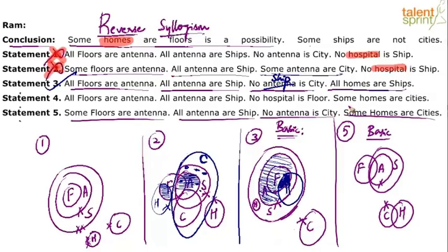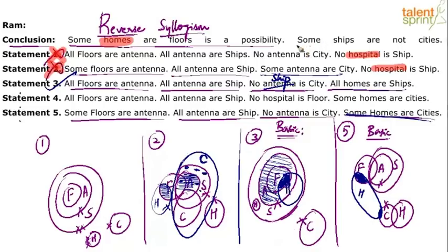Now go back to the conclusions. First conclusion: some homes are floors is a possibility. Yes, it is possible. In the basic diagram, it is not possible, but I can always draw homes in this fashion, because the statement said some homes are cities. Here also you can find this overlapping region, the shaded region, which shows that some homes are cities. And at the same time, homes and floors are also overlapping. So can we say some homes are floors is a possibility? Yes. So the first one follows the fifth set of statements.